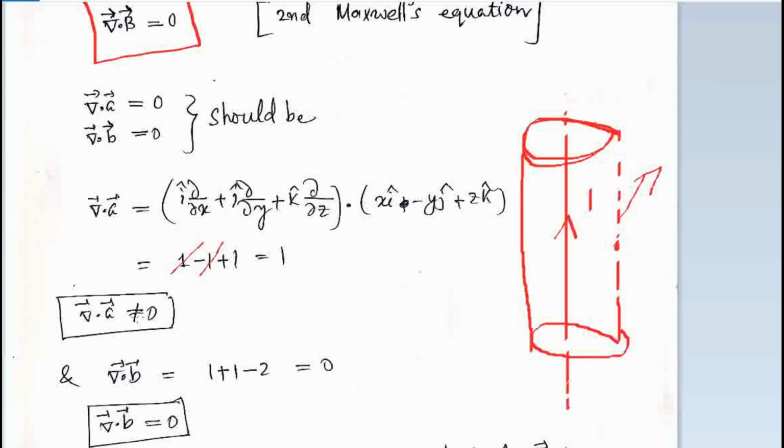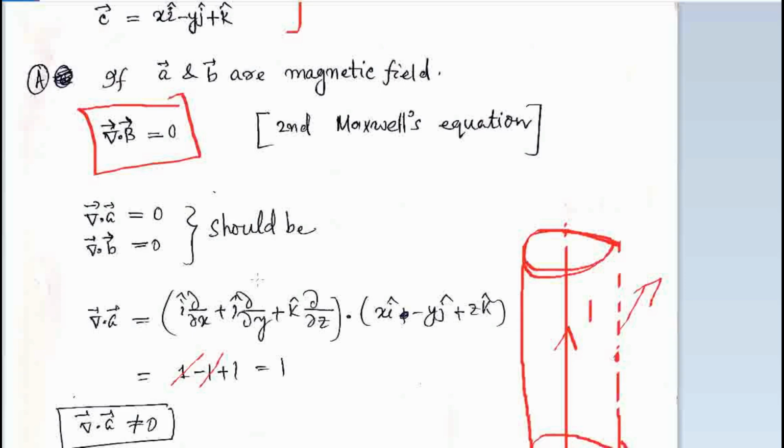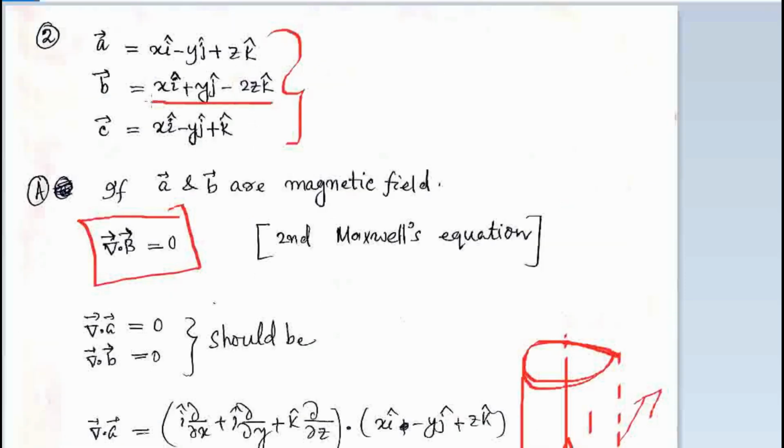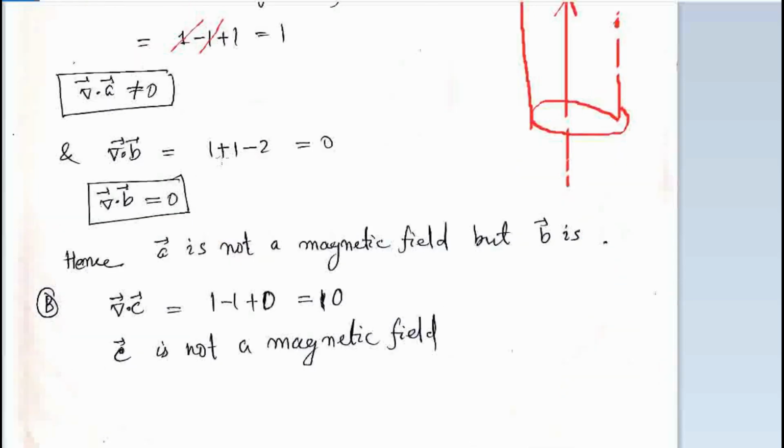Now let's apply it on vector B. This is the B vector: x i cap plus y j cap minus 2z k cap. If you apply this, you will get 1 plus 1 minus 2. So definitely it will give 0, because 1 plus 1 equals 2 and minus 2 is there. So it will be 0. That means vector B is a magnetic field.